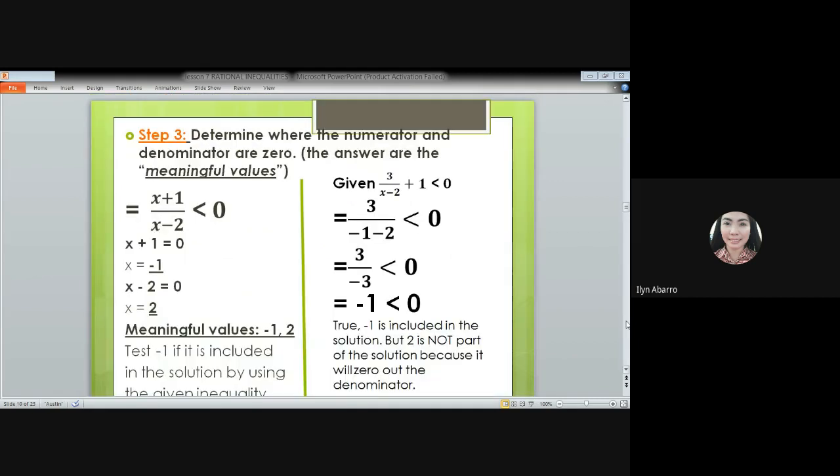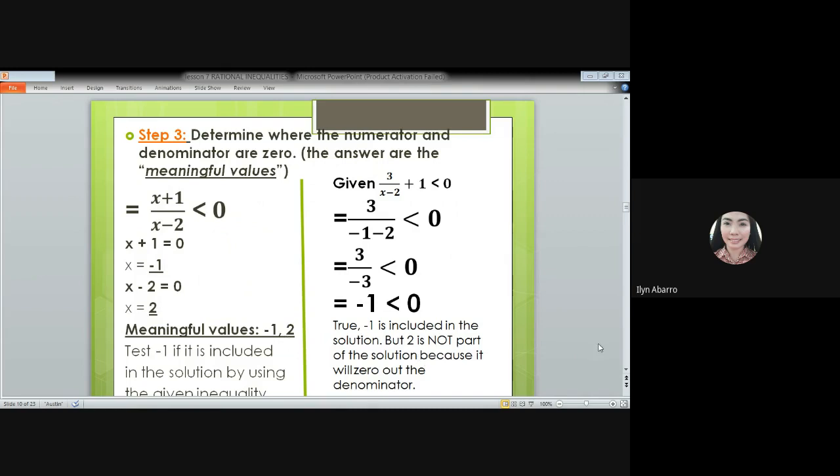Step 3 is determining the meaningful values. So to do that, we're going to equate the numerator to 0 and the denominator to 0. So x plus 1 is equal to 0. You transpose positive 1, it will become negative 1. And that is x is equal to negative 1. That is one of our meaningful values. Okay, for the denominator, x minus 2 is equal to 0. Transpose negative 2 to the other side, it will become positive 2. So our meaningful values are negative 1 and 2.